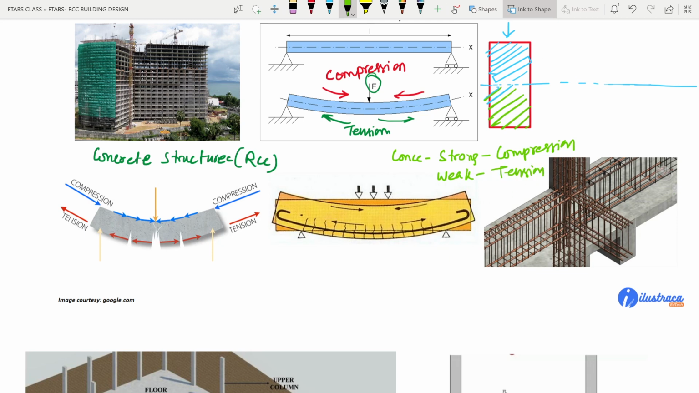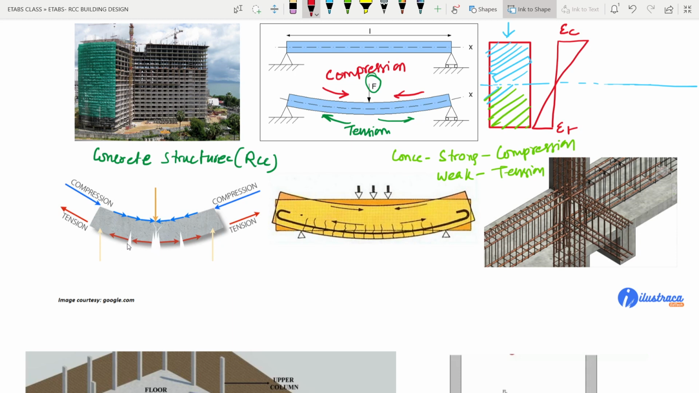right? So if I draw the strain diagram here, you can see the strain diagram. We used to write it is compressive strain, it is tensile strain, right? Something like this. So the stresses induced due to the compressive strain, the concrete is pretty good. Here you can see the diagram. So concrete is pretty good to tackle the compression.